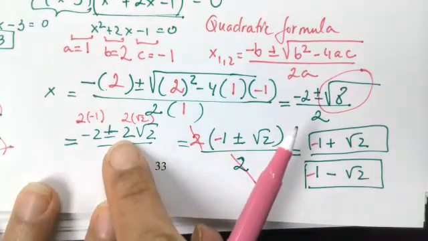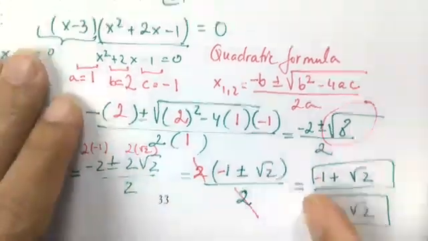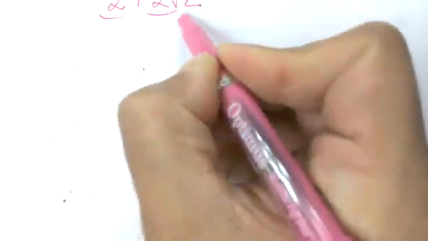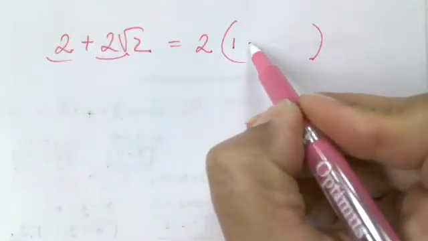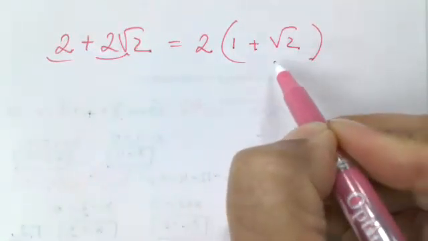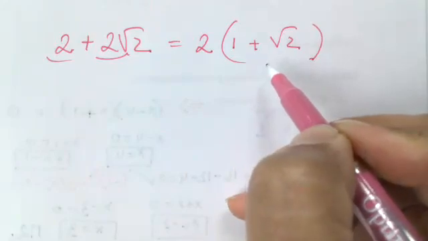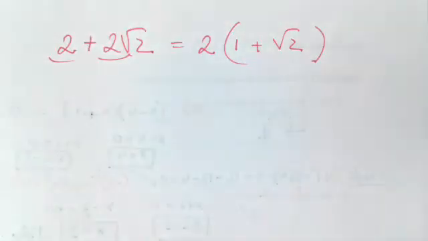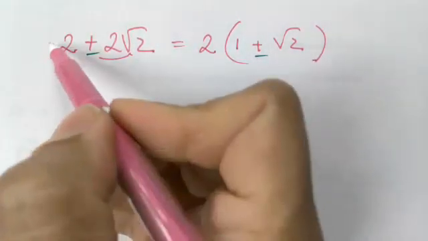This one? It's by factoring. Let me separate it a little bit more. So if you have 2 plus 2 square root of 2, this is a common factor. So you take out in front, bracket, 1 plus square root of 2. Just that in our equation, it was plus minus. And then we had a negative.